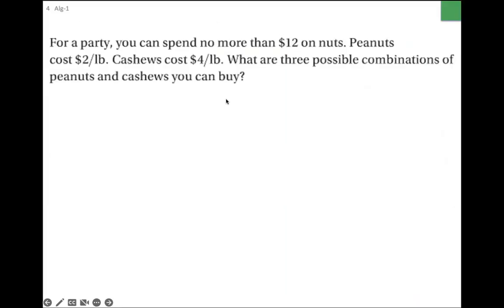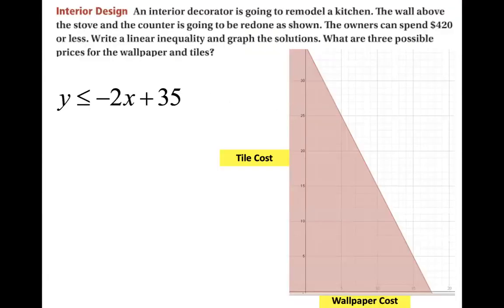So it says, what are 3 possible answers to this, right? So any 3 values for it would work. I'll just pick 3 at random. Let's say you found wallpaper that costs $5. Well, then how much would you have left over to spend on your tile cost? I would look straight up until I hit the line and then look straight over. And so how much could you spend on tile? Not $25, but $25 per square foot. So one possible answer would be if you spend $5 per square foot on wallpaper, you could spend $25 per square foot on your tile. So there's one possible answer.